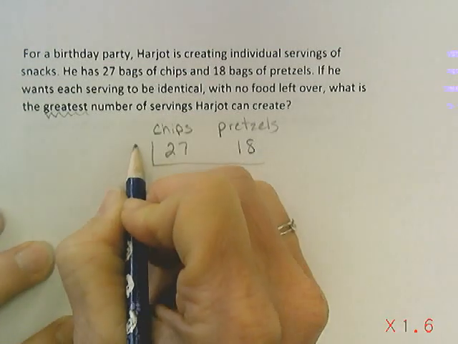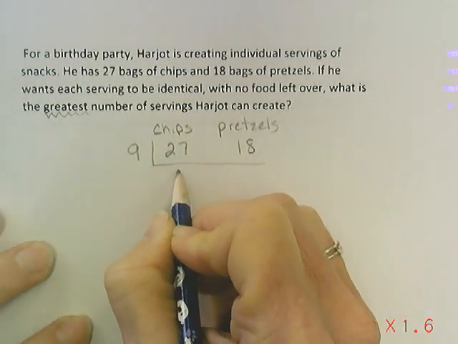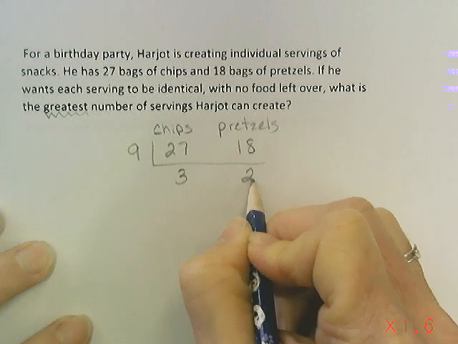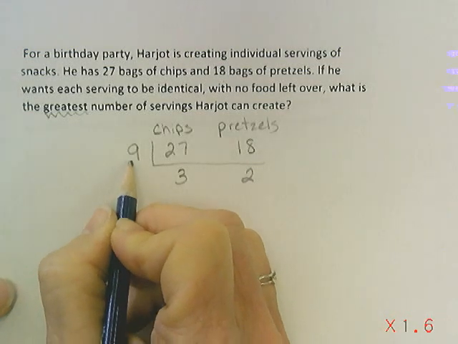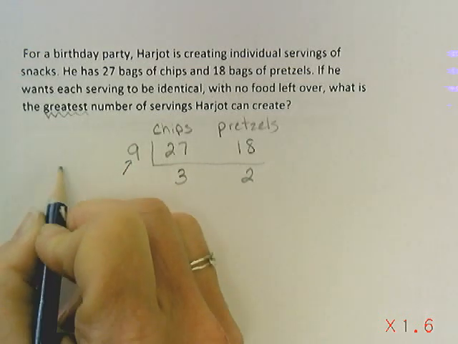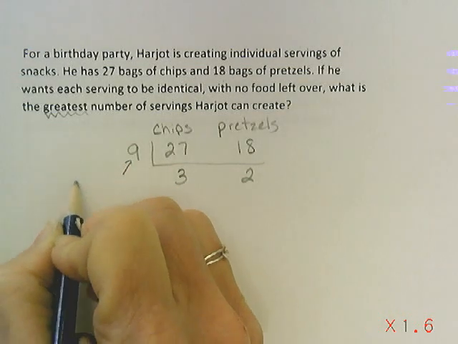And again, we're going to divide. I notice 9 goes into both of those. So we have 3 here and 2 underneath the 18. So it's already set up for me. I don't have to divide any further. This 9 tells us the number of servings.